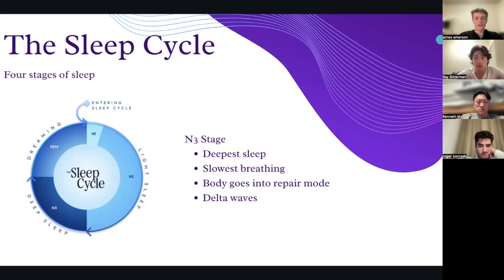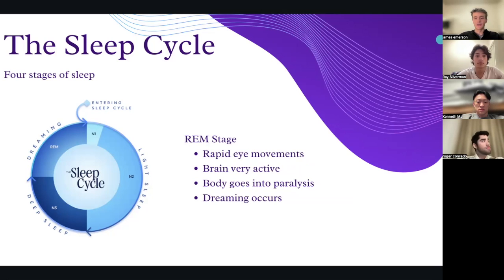Moving forward, you enter N3 sleep. This is your deepest stage of sleep. Here, your breathing is at its slowest and your body is going into repair mode. You'll also see these patterns of brain activity called delta waves. Then the final stage of sleep is REM. It stands for rapid eye movements. Here, your brain is very active. Your body goes into paralysis, except for the muscles involved in breathing. And it's in this stage that dreaming occurs.